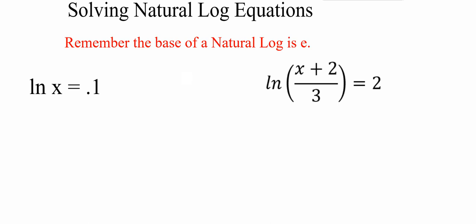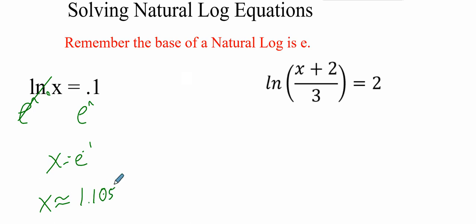So if there is an e here, if it was a logarithm, we're just going to raise this side to the e power, raise this side to the e power. That'll cancel that out, and I have x equals e to the 0.1. Using my calculator, I can type that in, and I get that x is approximately equal to 1.105.